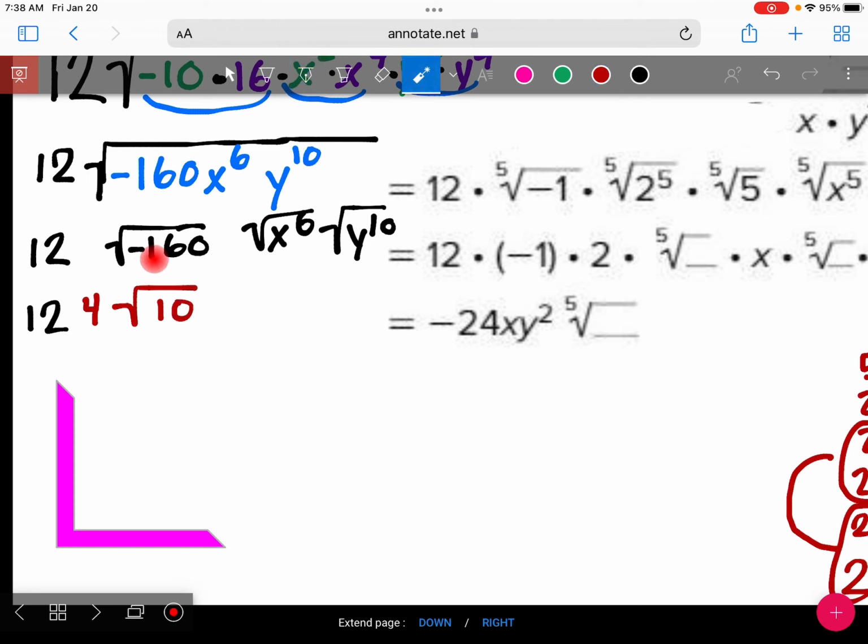What did we forget about? Negative. Which means what do we put down here? What do we do when we have a square root of a negative? I. So all these pieces are being multiplied together. So we have 12 times 4i square root of 10.